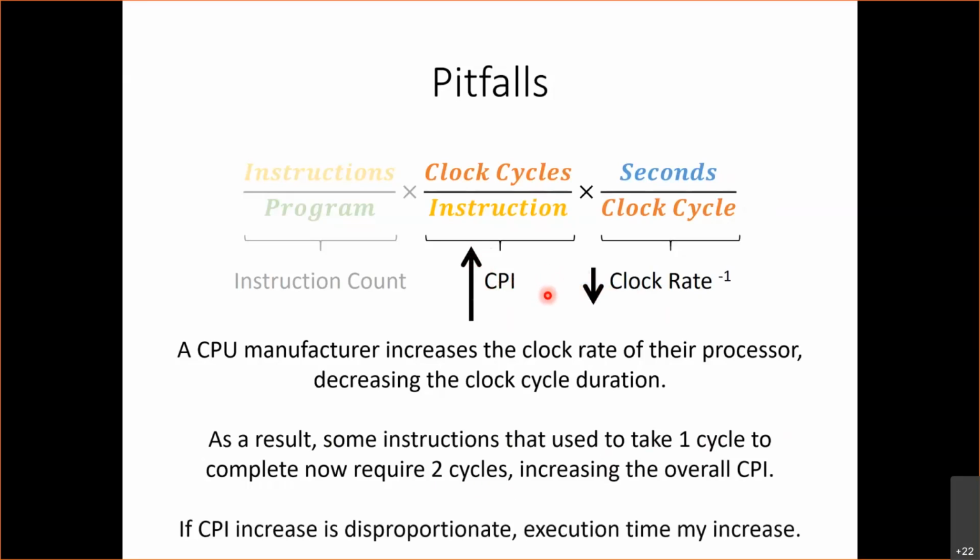Okay, so if the increase in the CPI is disproportionate to the increase in clock rate, the total execution time may actually increase. And that is why it's important that when we improve one of these factors of execution time, we need to be aware of how this improvement interacts with other factors. Okay, let me give another example.